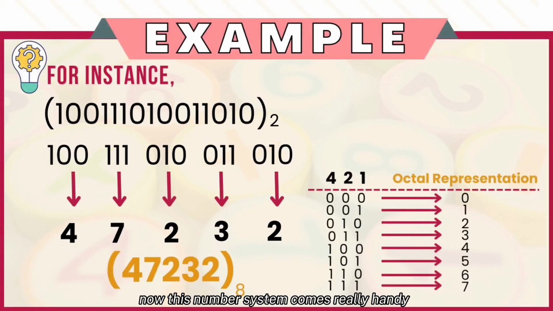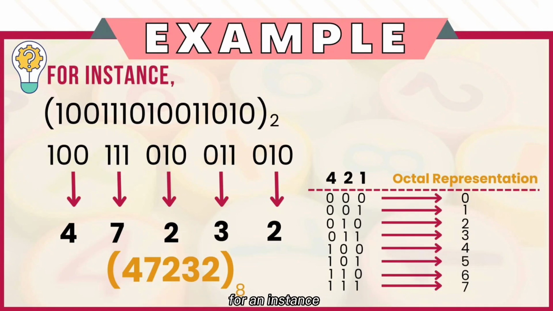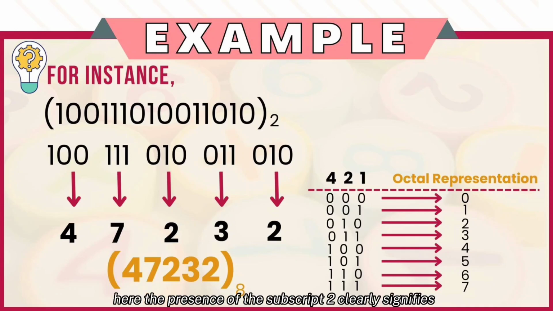Now, this number system comes really handy if we want to represent a binary bit stream using a lesser number of symbols. For instance, let's consider this binary bit stream. Here, the subscript 2 clearly signifies that this is indeed a binary bit stream. Well, memorizing this will be really hard for sure. Here, the octal representation will come to the rescue.